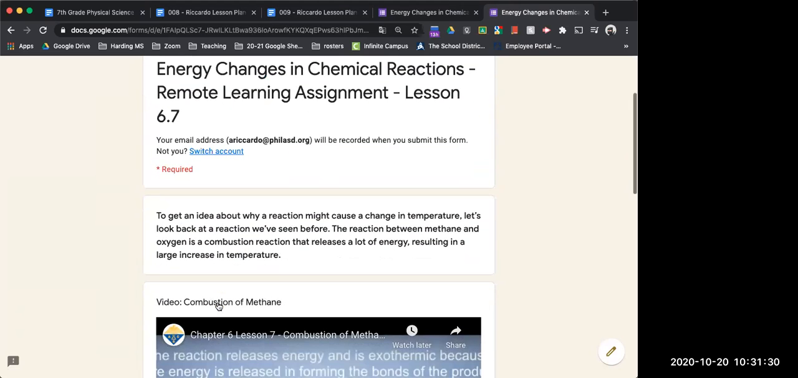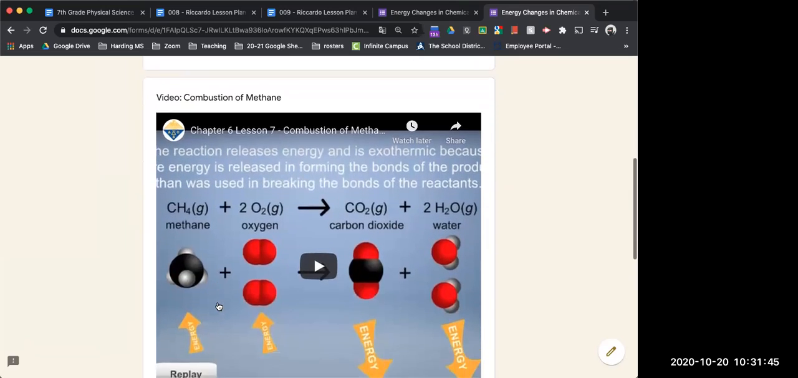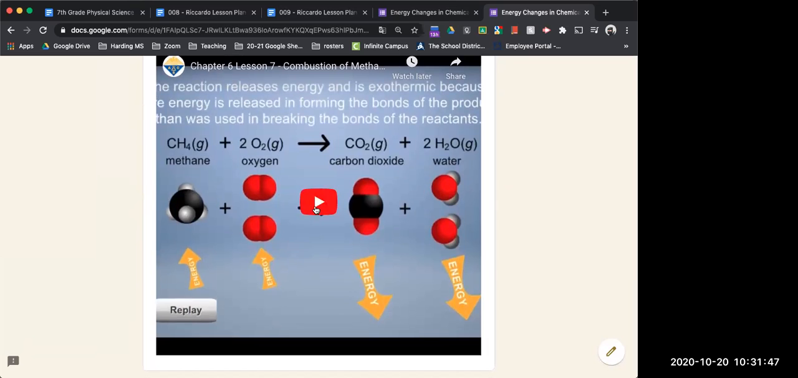All right. To get an idea about why a reaction might cause a change in temperature, let's look back at a reaction we've seen before. The reaction between methane and oxygen is a combustion reaction that releases a lot of energy, resulting in a large increase in temperature. So let's take a look at that.